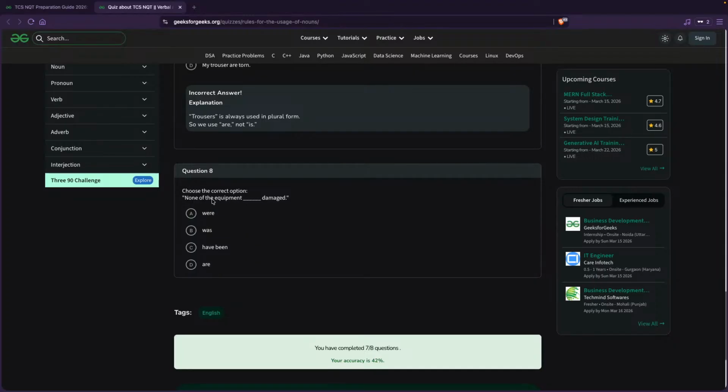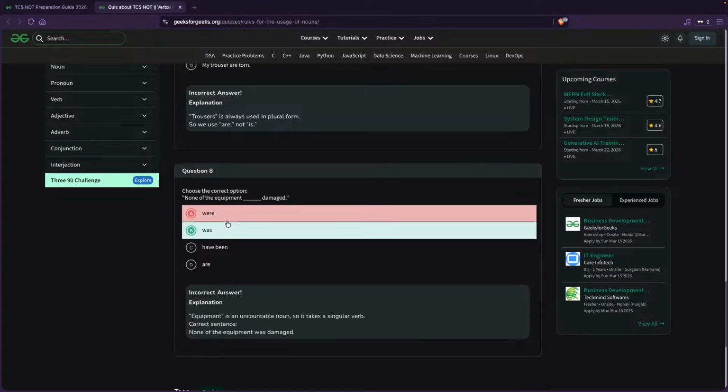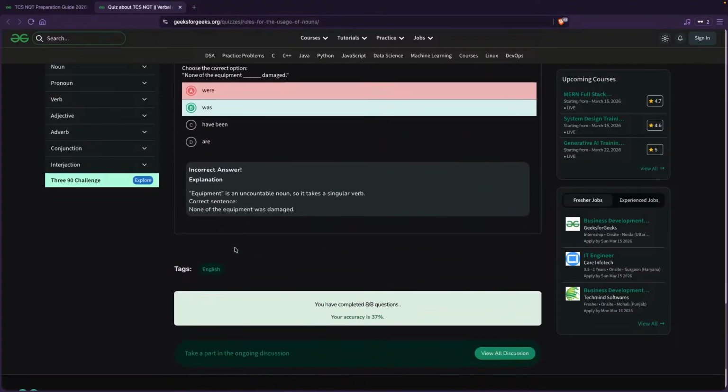Choose the correct option. None of the equipment were damaged. Was damaged. Have been damaged. Are damaged. I think damaged is a third form, so we use are damaged. Were damaged. Was damaged. None of the equipment was damaged. And your accuracy is 37%. Very well.